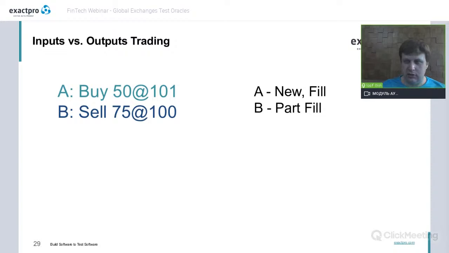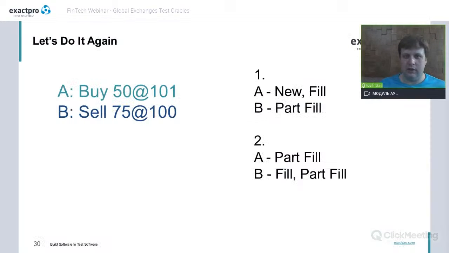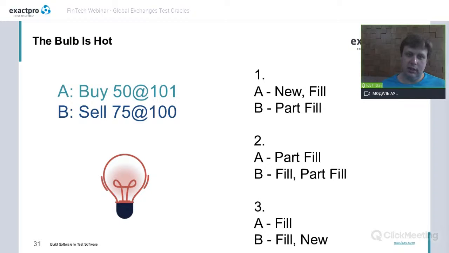Imagine that we are trying to automate this test and we specify these inputs and these outputs. So what will happen if we repeat it? It is obvious for everyone, but just in case. The next time we run the test, we will get a completely different set of outputs. We'll get part fill for A, we'll get fill and part fill for B. If we repeat the very same test, we'll get fill for A, we'll get fill and new order for B. So the problem is here.